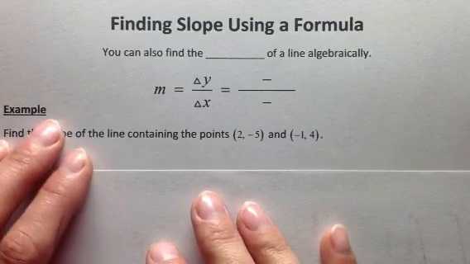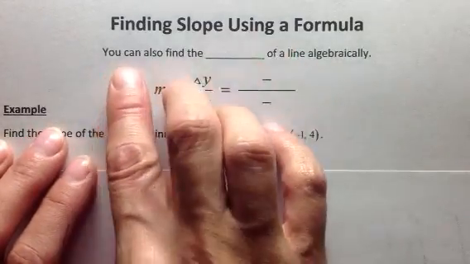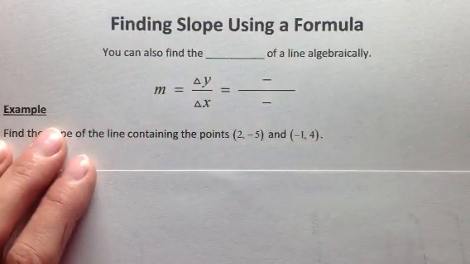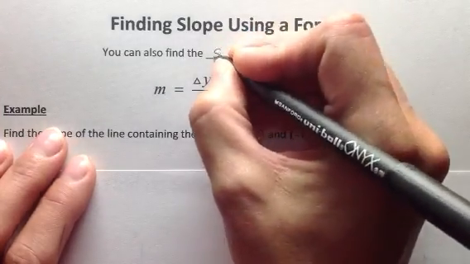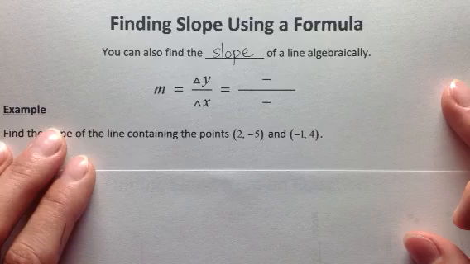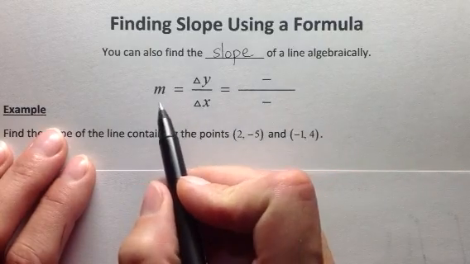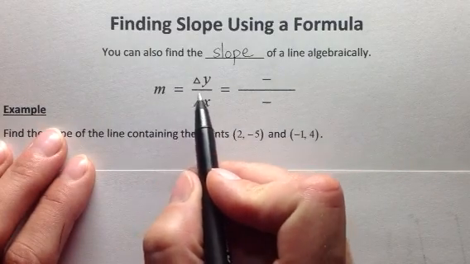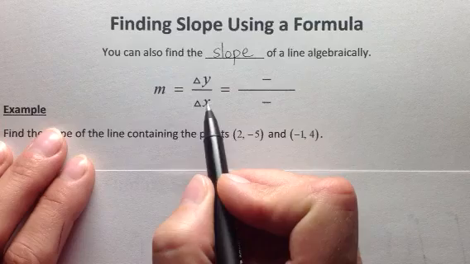Okay, now I want to talk about finding slope using a formula. You can also find the slope of a line algebraically. We did it graphically, now let's do it using the formula. The formula, where m is slope, is, remember, change in y over change in x.